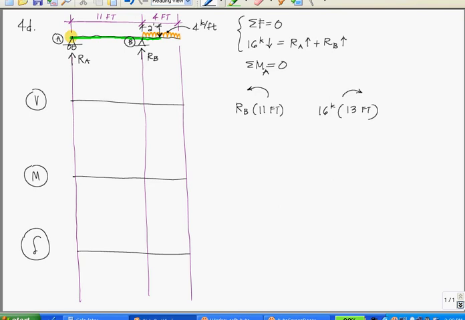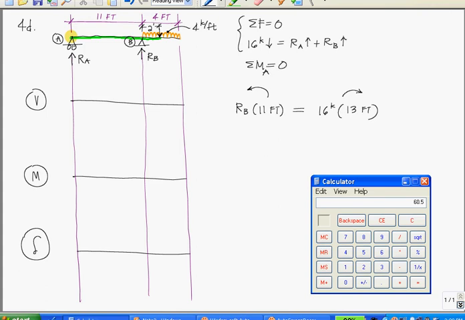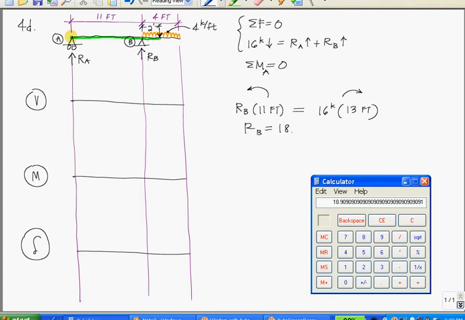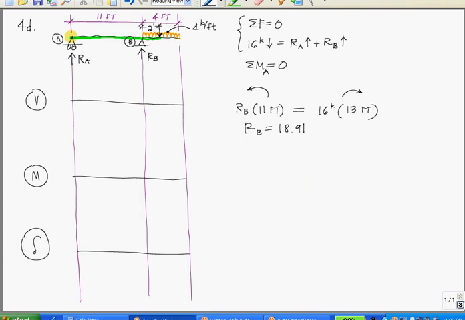Now we note that we have accounted for all of our forces and reactions, so let's set these equivalent to each other. Run it through the calculator. We have 16 times 13 divided by 11 equals 18.91. Units, feet cancel, so our units are just kips. And that's all we can do for sum of the moments.